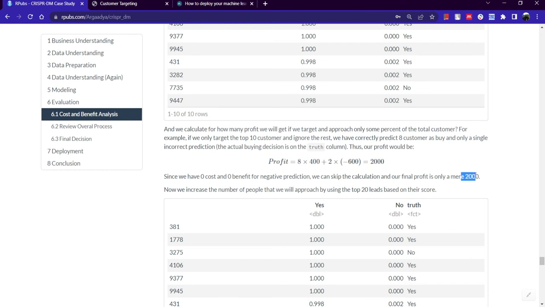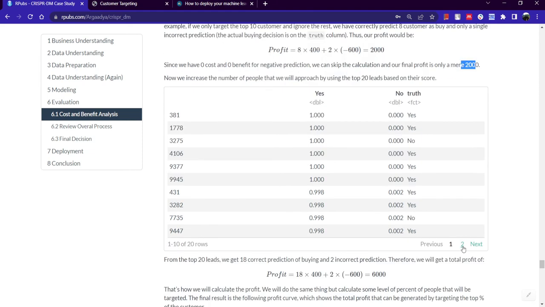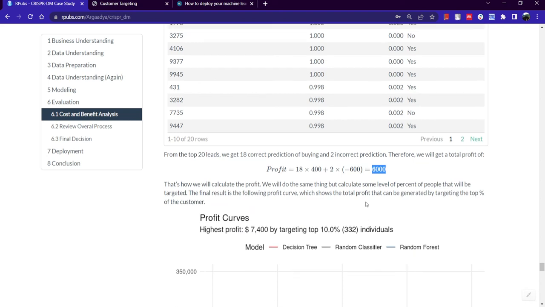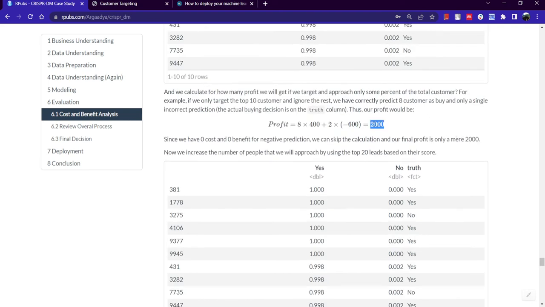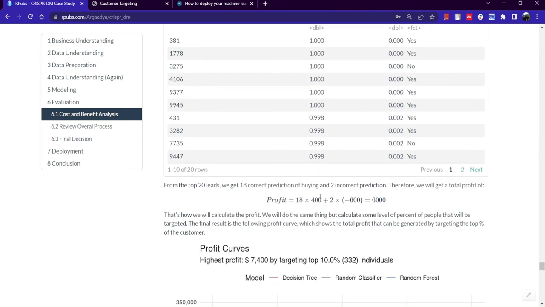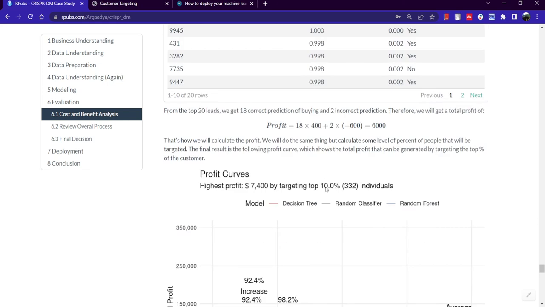So the final profit is 2000. Now we increase the number of people that we approach by using the top 20 leads based on their score. So already the values are all here, and then you calculate. Now the profit has become 6000, right? Actually it's triple, 3 times more than what we get if we approach just 10, while this is double, 20. Here was 10, here 20. Because here we have 18 correct, 2 incorrect. So now that's how we will calculate the profit.